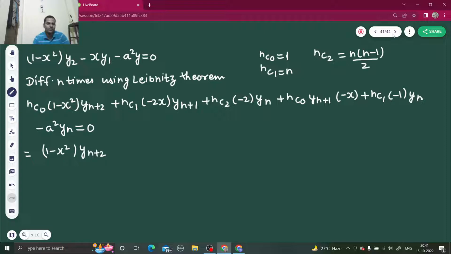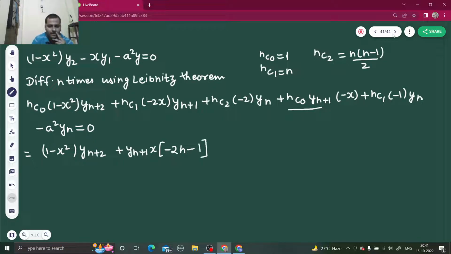yn+2. Okay, and with yn+1 you have this nc1 which is n, multiply with this -2, so -2n. Okay, x also if I write outside only, so -2n. Any more terms containing yn+1? This term nc0 is 1, so you are getting this -x also from here, so -1.